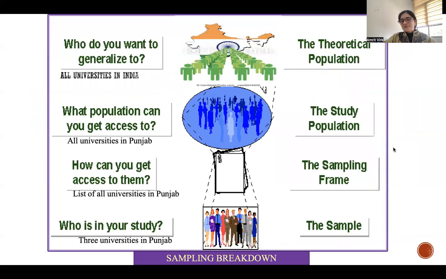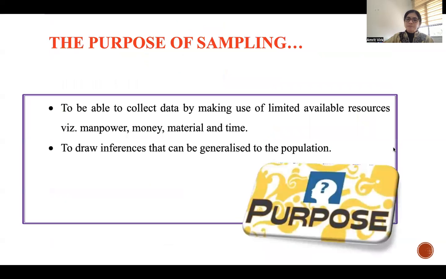So now that we've defined the terms, let's try to understand what is a theoretical population, what is a study population, what is a sampling frame, and what is a sample. Theoretical population is the population to which we want to generalize our findings. The study population is the population that, as a researcher, we can get access to. The sampling frame is how we can get access to the study population. And who are in the study? That becomes our sample. So this is how we do the sampling breakdown.